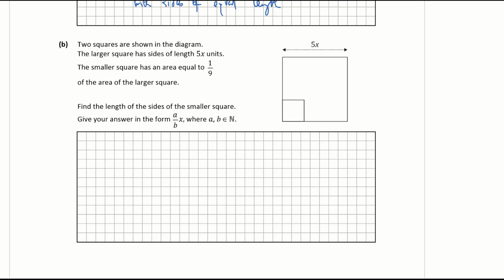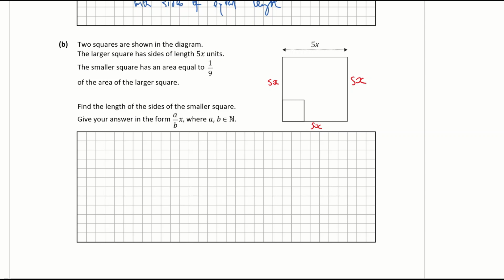Part B, 2 squares are shown in the diagram. The larger square has sides of 5x, so it's a square. So I'm going to fill in all 4 sides here. I have 5x, 5x, and 5x. And the smaller square has an area equal to 1/9 the area of the larger square.